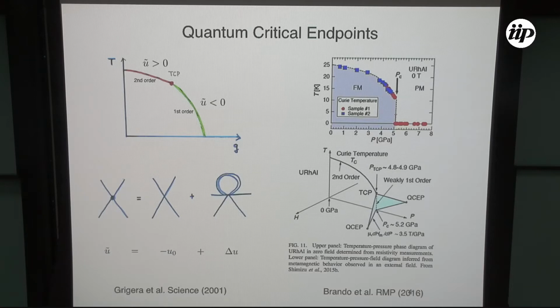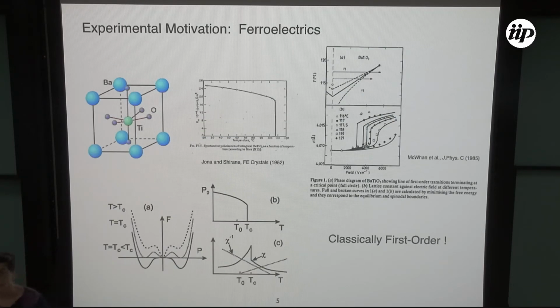Now, let's talk about our experimental motivation. Our experimental motivation comes from a completely different area, the area of ferroelectrics. Now, ferroelectrics are systems with spontaneous polarization. The poster child is barium titanate, shown here, where the polarization is due to the displacement of the titanium. Turns out in these systems, there's very strong electromechanical coupling. They're first order. Here we see polarization as a function of temperature, very sharply first order.